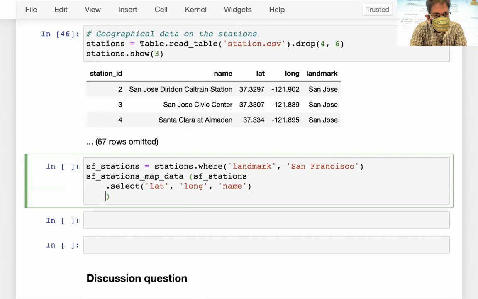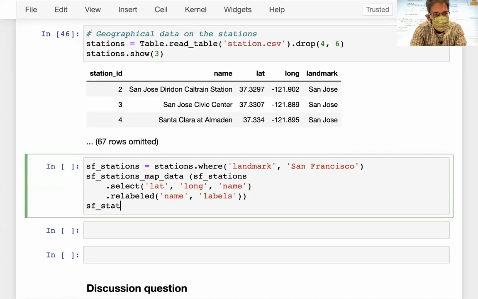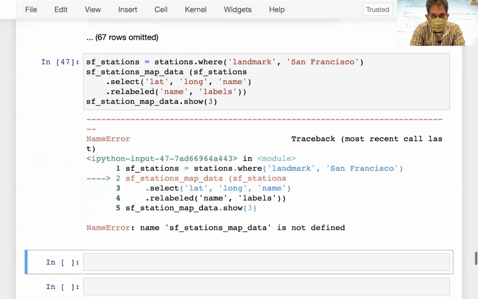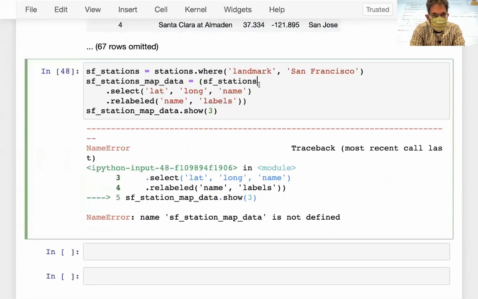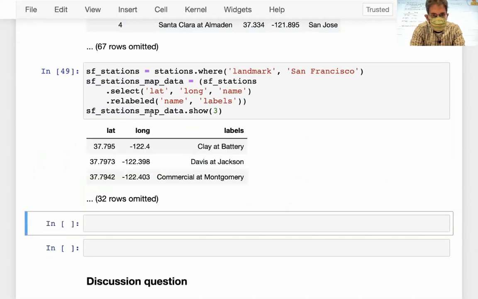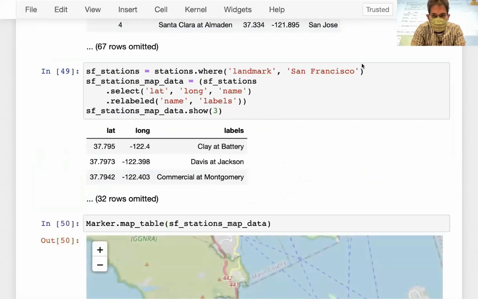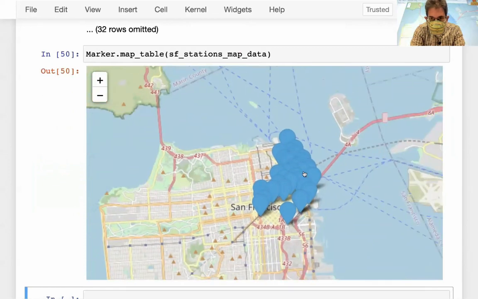Except this mapping software is a little bit particular. It doesn't like the word name. It really likes it to be called labels. Oh, what have I done? Let's draw a map. Marker, dot, map, table. Once you have a table like this, you just map it. Ooh. Those are all the bike stations.